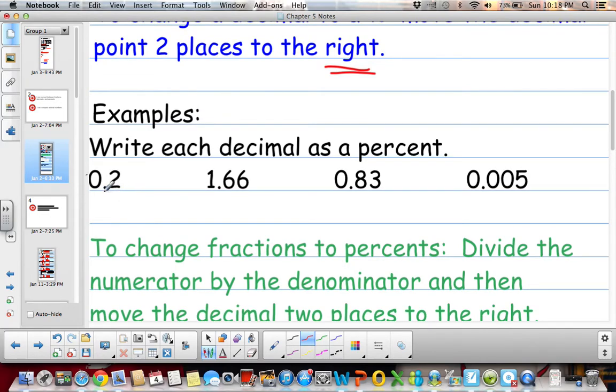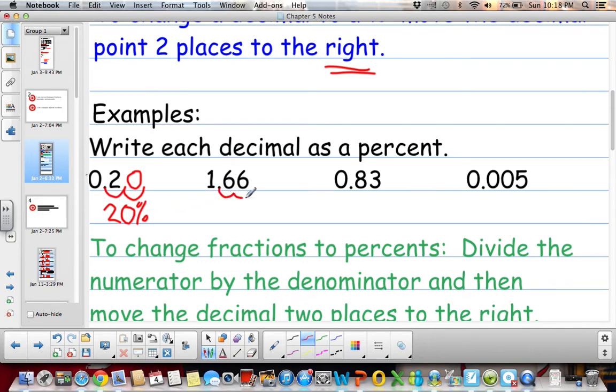So here, our decimal is right after our 0, so 0.2. We're going to move it over 2. Remember, we always go 2 even if there's not a 0. And our answer then is 20, and then we need to make it a percent. So 20%. And to check, to go backwards, if we start our decimal here and we go back 2, it would be 0.2. So that makes sense.